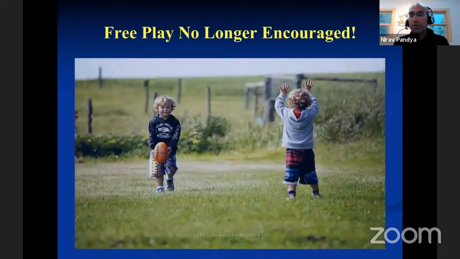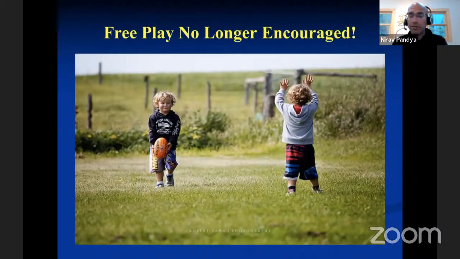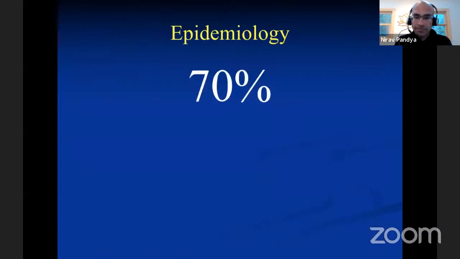And as a result, the most important thing to take home from this talk is that free play is no longer encouraged. The best way to prevent kids from overusing their bodies is to have them just play in an unstructured fashion. I've never had a kid come into my clinic, that I can remember over the past several years, who is free playing too much. Most, if not all, of the overuse injuries are due to the fact that kids are playing too much in a structured environment rather than doing things in which they're just out playing on their own with their friends.